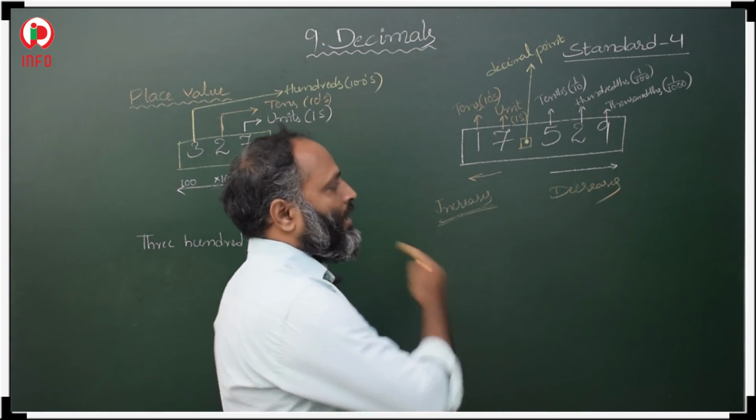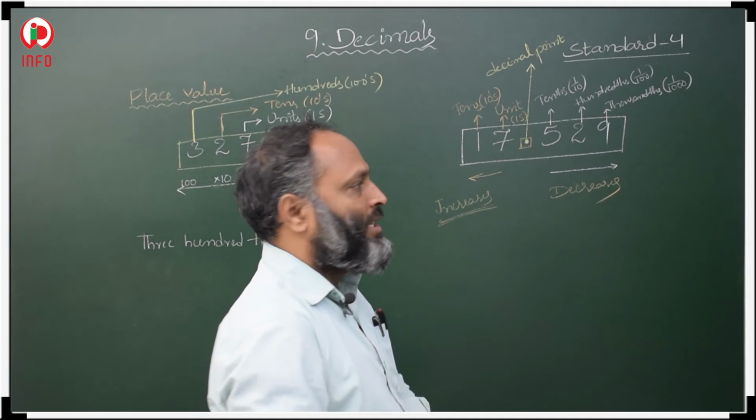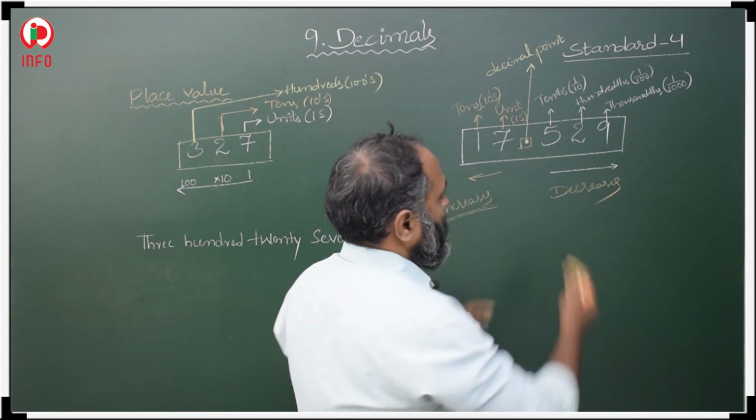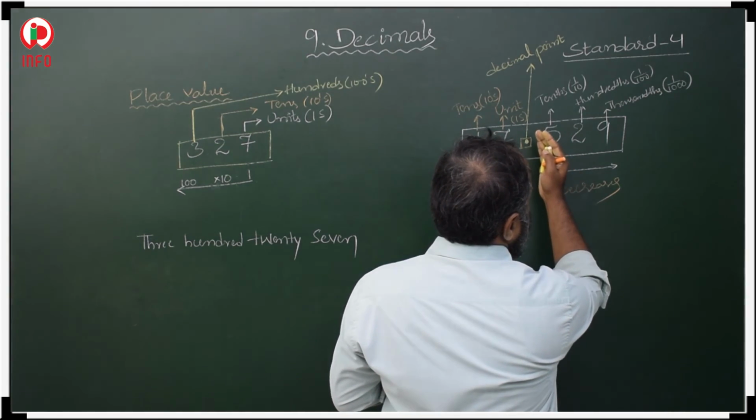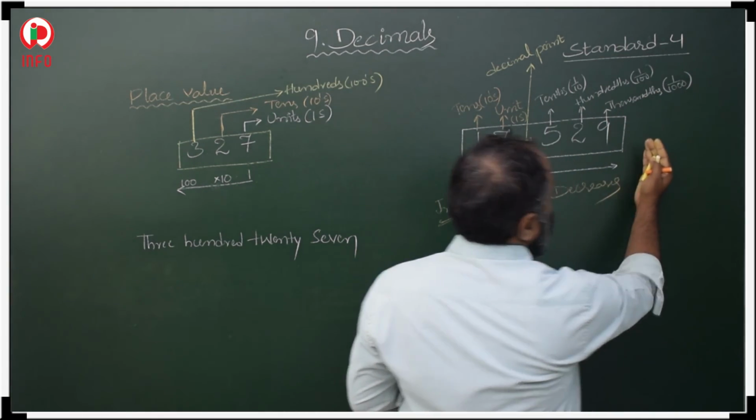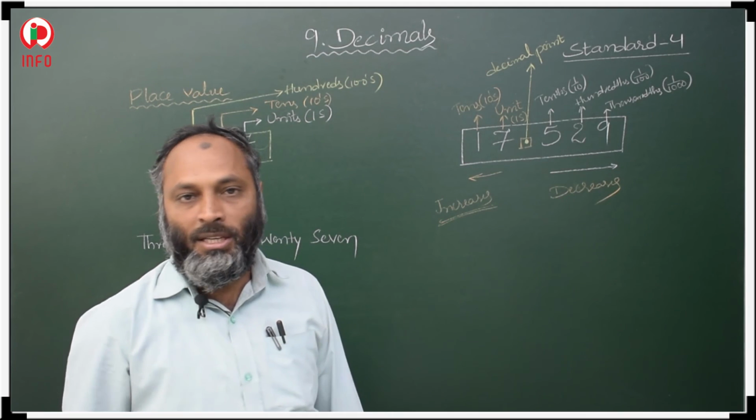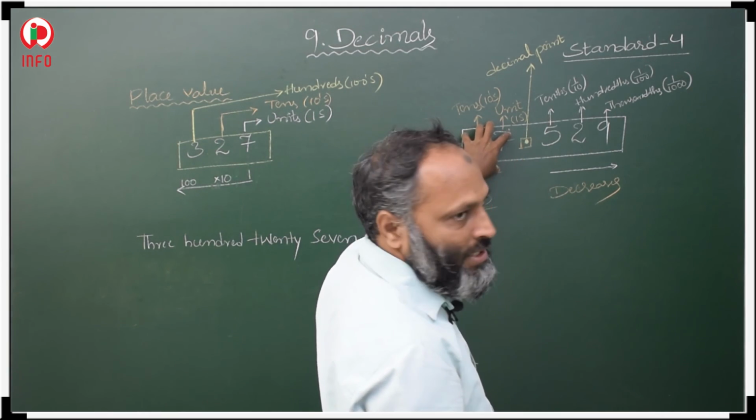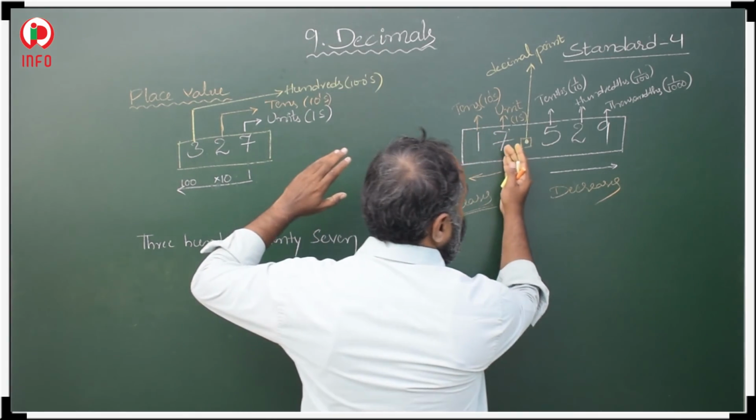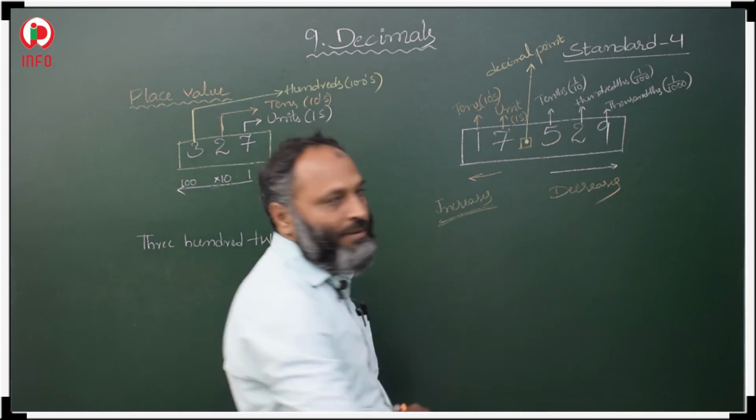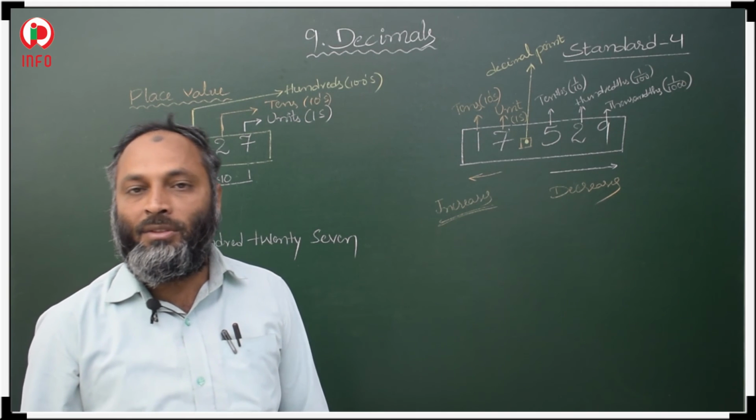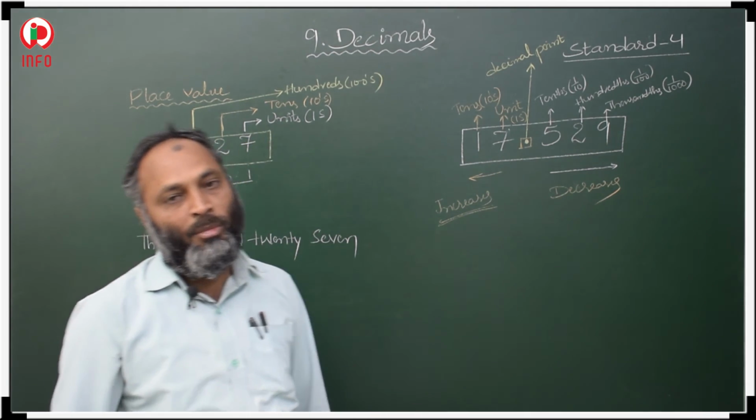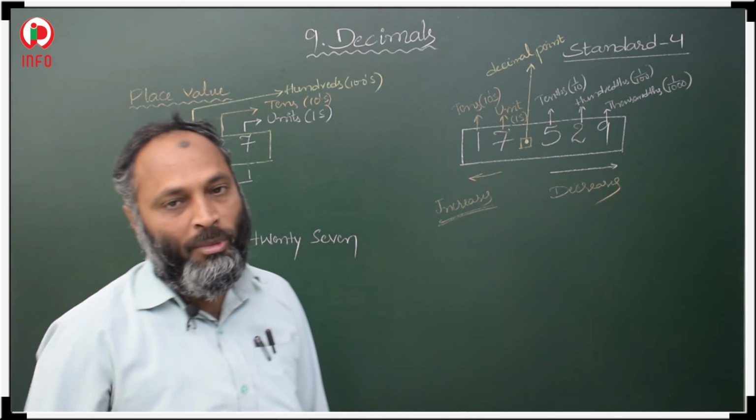For the numbers on the right side of the decimal point, if we move from left to right, the place values decrease. In a decimal number, for the left side digits, if we move from right to left, the place values increase. Okay. This you have to remember.